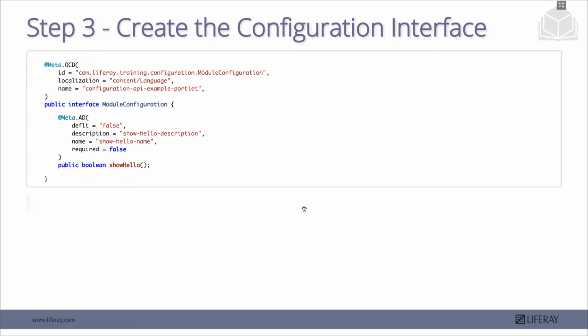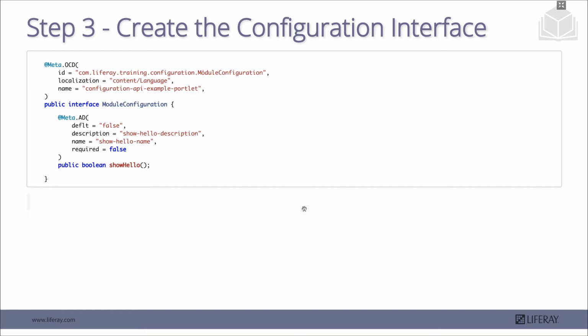When we create the interface, we're going to have the @metaOCD annotation. The most important aspect of the @metaOCD is the ID. And so with that ID, this is how we're able to target this specific configuration. So the ID in MetaOCD is very, very important.